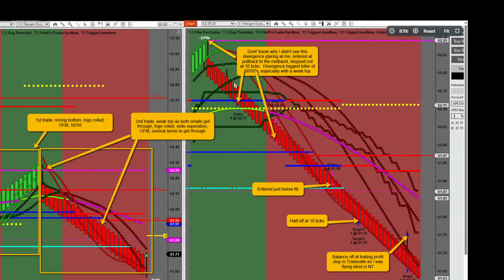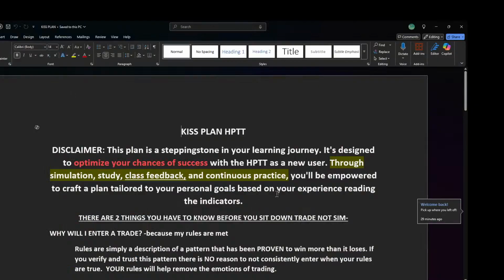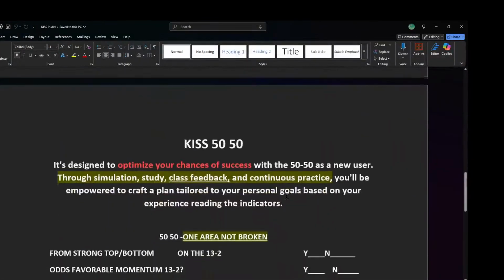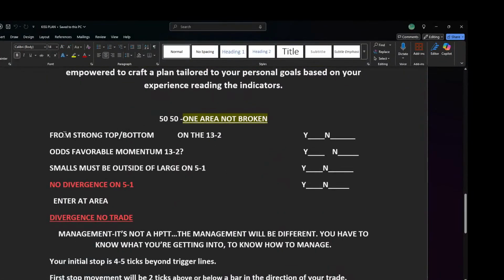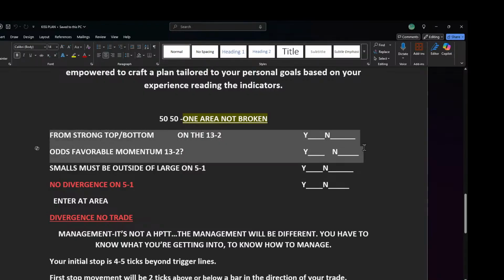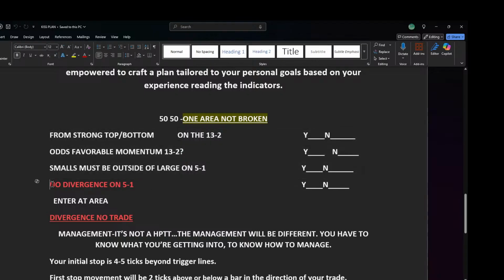This is one where I usually see you wait for confirmation because that divergence tells you it isn't perfect. But if I go to the KISS plan, because I don't want you to feel bad about that one, you had your strong bottom, you had your odds favorable. You had 3 out of 4 of them, man. Divergence is the biggest killer.